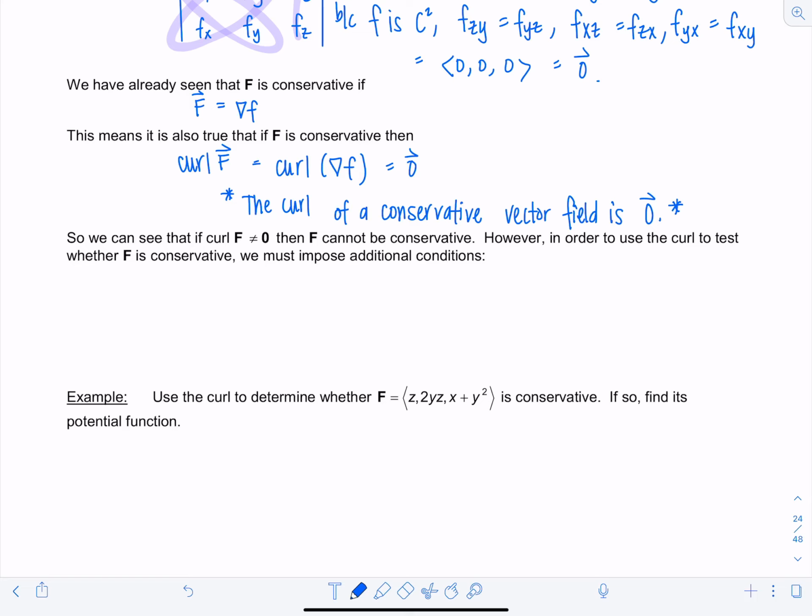All right. So what does this mean for us? Well, if we find the curl of some vector field and it's not equal to the 0 vector, then we know our vector field is not conservative. However, in order to use the curl to test whether f is indeed conservative, right? So it's easy to show that it's not, but if we want to check that it is, then we have to impose additional conditions. So first one, yeah, it has to satisfy that the curl of f is equal to the 0 vector. And this is actually equivalent to checking the pairs of partials that we did previously.